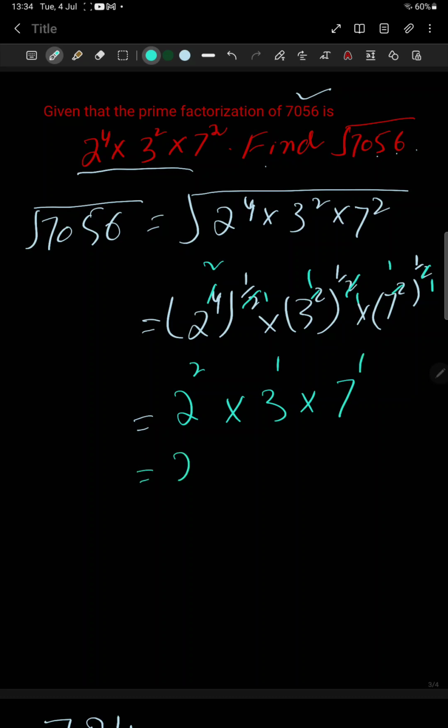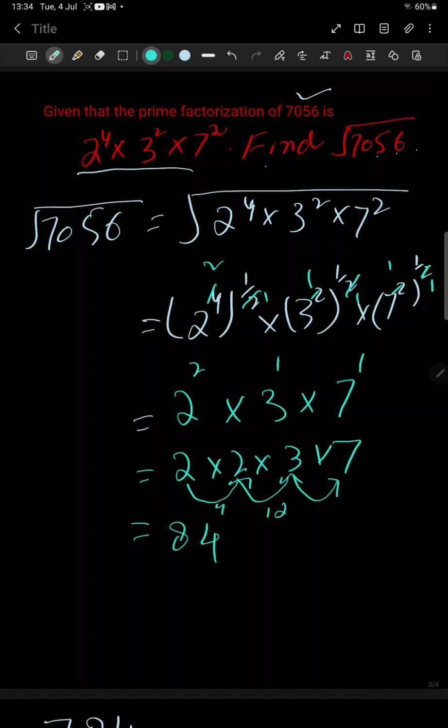Now finally we are having 2 into 2, it is 2 times, 3 is only 1 time, 7 is only 1 time. Now we will multiply them, 2 2s are 4, the answer is 4. 4 times 3 is 12, the answer is 12. 12 times 7 is 84. So finally our answer is 84. So the square root of 7056 is 84. So we have done with it. Thank you.